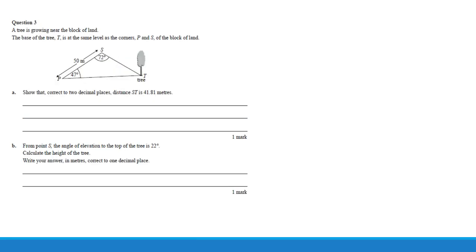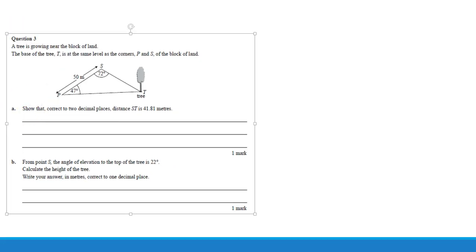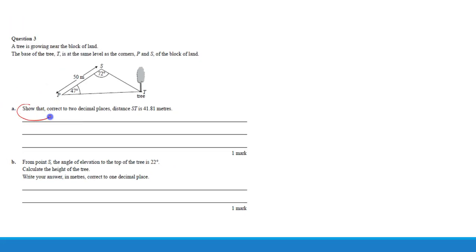The tree is growing near the block of land. The base of the tree T is at the same level as the corners P and S of the block of land. So it's a flat piece of land. Show that means you have to show your calculation. It's giving you the answer, but you cannot use the answer it gives you in your calculation. We want to show that ST is 41.81.